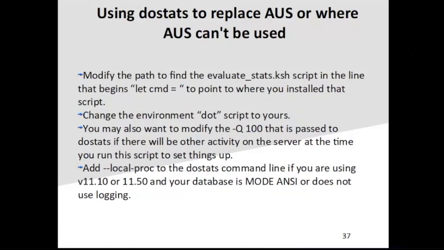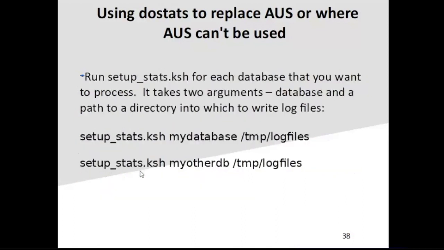Okay. Also, by default, the script sets up to run PDQ priority 100. If you want to drop that down, you can modify that there in the script. And if you're running the early versions of 11.10 and 11.50, do the local proc if you have ANSI mode or unlogged databases to process. All right, run that for each database you want to process. It takes 2 arguments, the name of the database and a directory to write log files to, so that when it runs, you get log files.